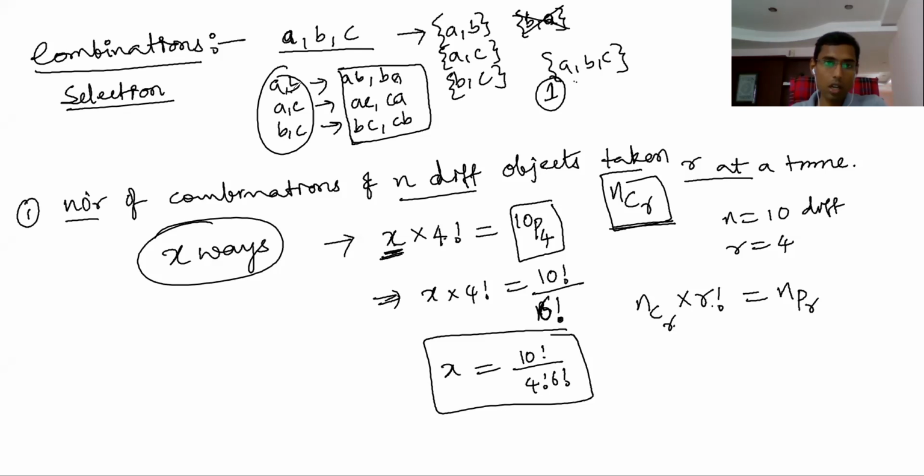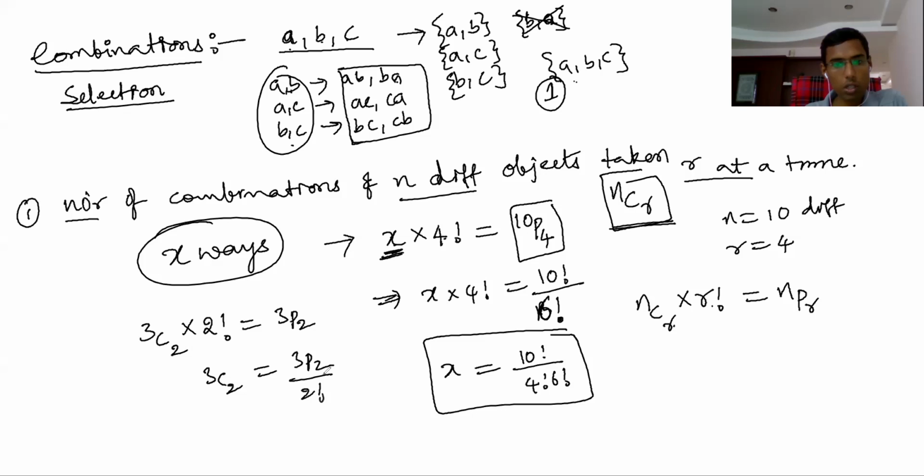If you arrange, here I showed. 3 objects are given. How many ways can you select? 3C2. Please understand. A, B, C, 3 objects are given. How many ways can I select? 3C2 ways I can select, 2 objects out of 3. After selecting, how many ways can I arrange? Each 2 factorial ways. This is nothing but 3P2. So 3C2 is nothing but 3P2 by 2 factorial.